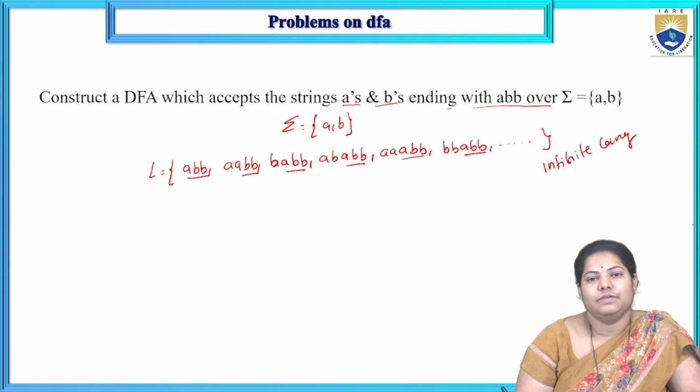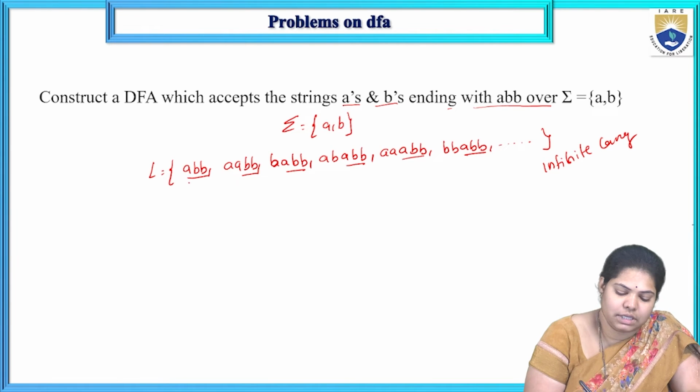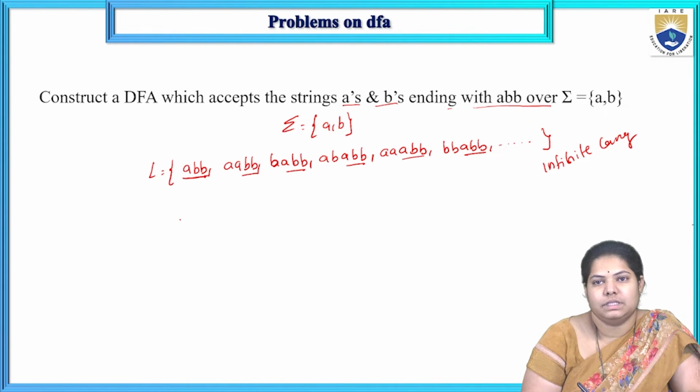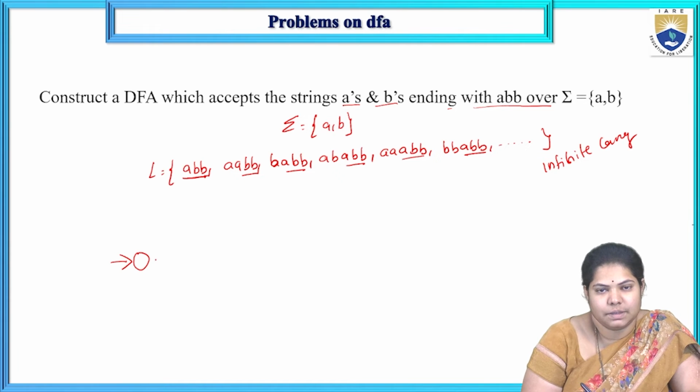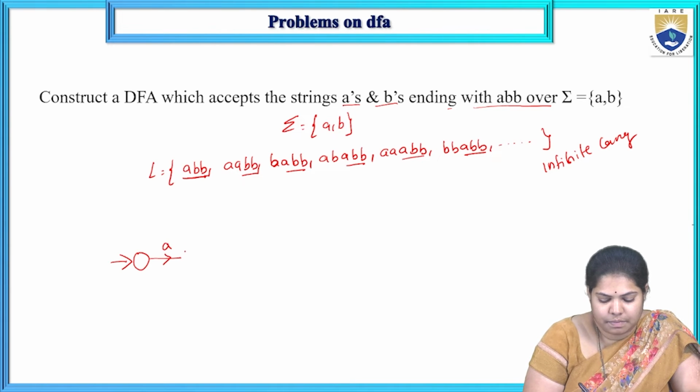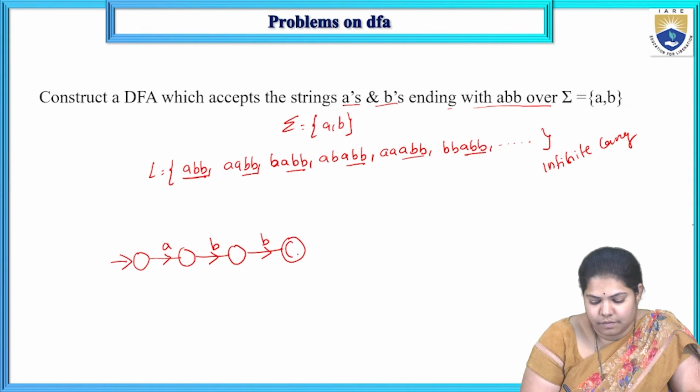As this is an infinite language, what should we do? We should take the minimum length string. What is the minimum length string in the language? The minimum length string in the language is ABB. By using that minimum length string, we need to construct the basic structure of the deterministic finite automata. It starts with the initial state. On seeing A, B, B, I reach the final state.